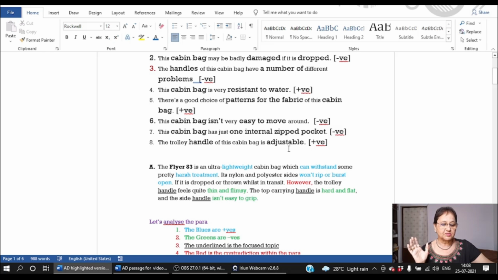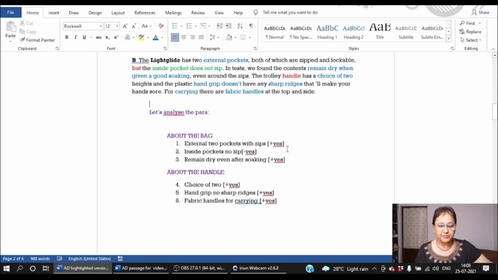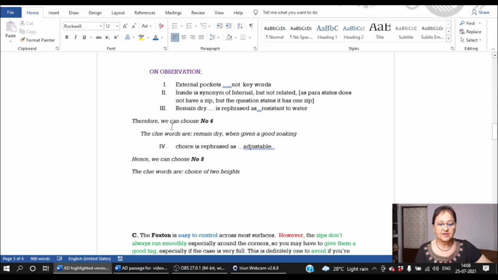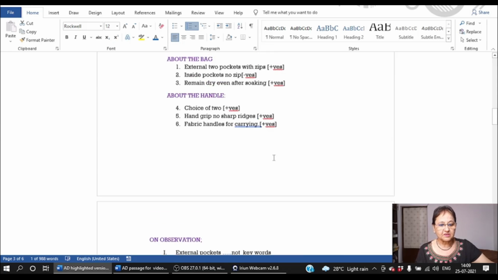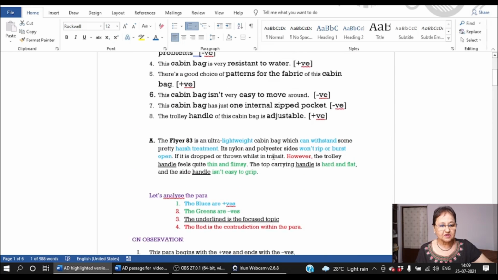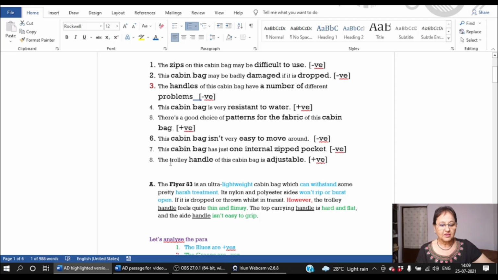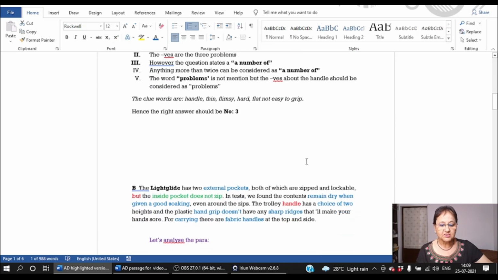And the 8th one is positive. So going back to para B, we finally decide on the choice of 4. So 4th question will suit the para B, and the clue words are remain dry when given a good soaking. Choice is rephrased as adjustable. Okay? Now, if something is adjustable, if the handle is adjustable, it means it's a positive. So, trolley handle of this cabin bag is adjustable. That is positive. Is that mentioned in para B?